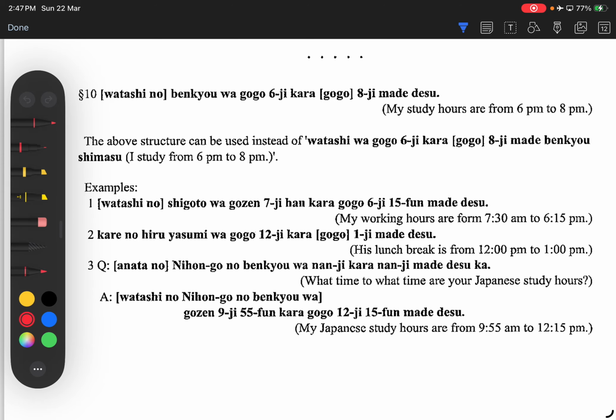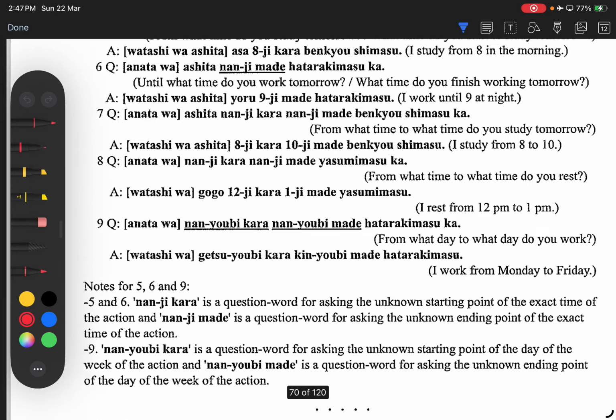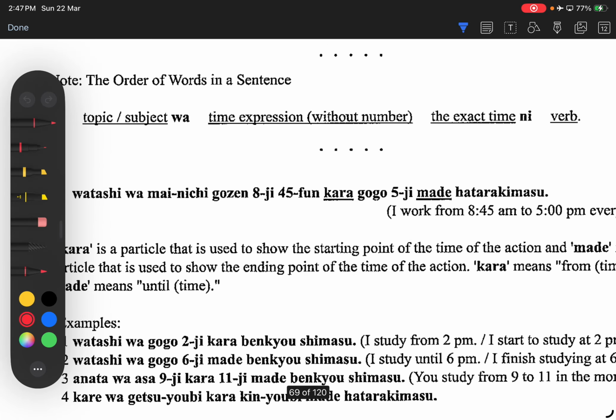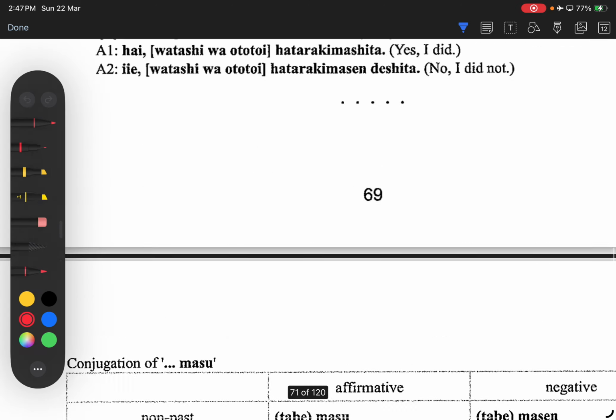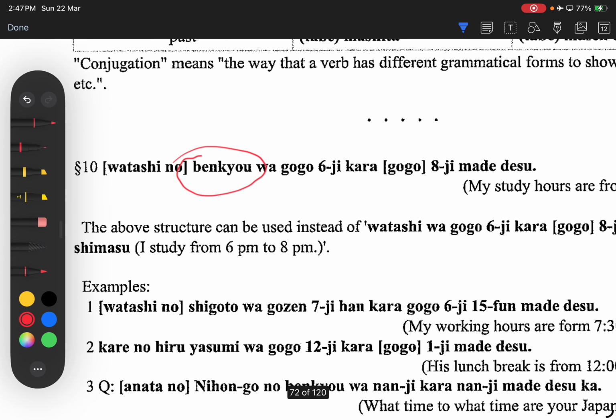Moving on to number 10. This is another structure. Just now we mentioned the verb at the end of the sentence, for example something kara, something made, hatarakimasu. Now we put the verb at the front. What do I mean by that? We change the verb into a noun. For example, benkyo shimasu is the verb. I remove the shimasu, and it becomes a noun. When it is a noun, I can use it at the front as a subject.